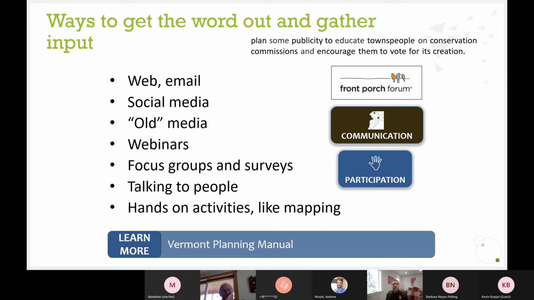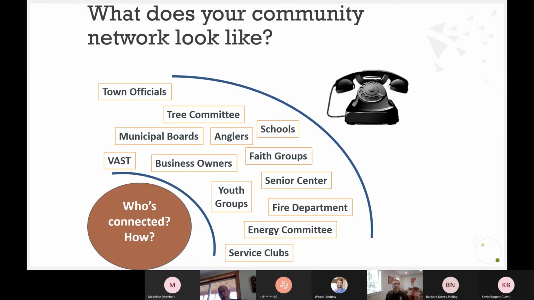Another way of getting this off the ground is to understand what your community network looks like. So who's connected to who? What are the different groups in your town? How do you effectively reach out to all those different groups to get support for this idea of starting a conservation commission?